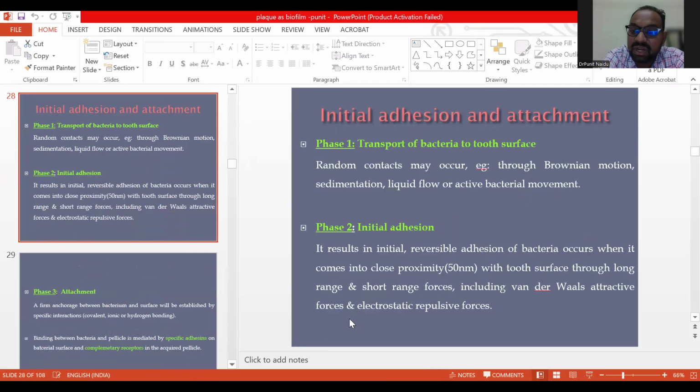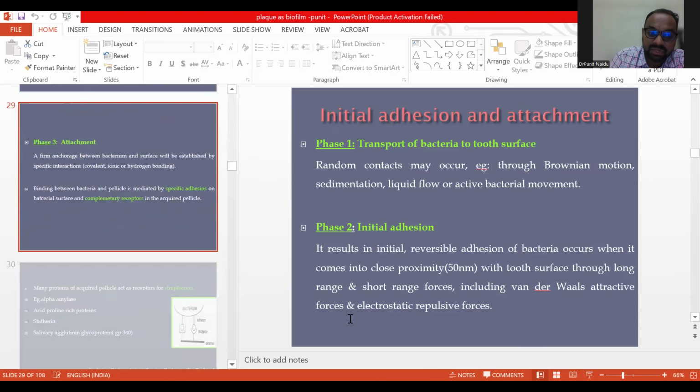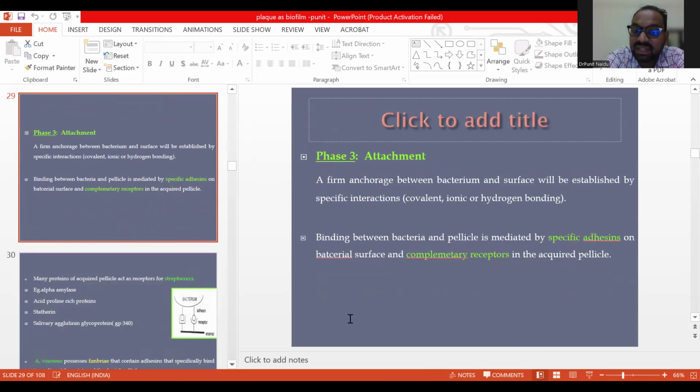So, initial adhesion and attachment. Phase 1 is transport of bacteria to the tooth surface, which mainly occurs by Brownian motion, liquid flow, or active bacterial movement. The second phase is initial adhesion, resulting in initial reversible adhesion of bacteria when they come into close proximity with the tooth surface through long range or short range forces, which are van der Waals attractive forces and electrostatic repulsive forces. And the third phase is attachment.